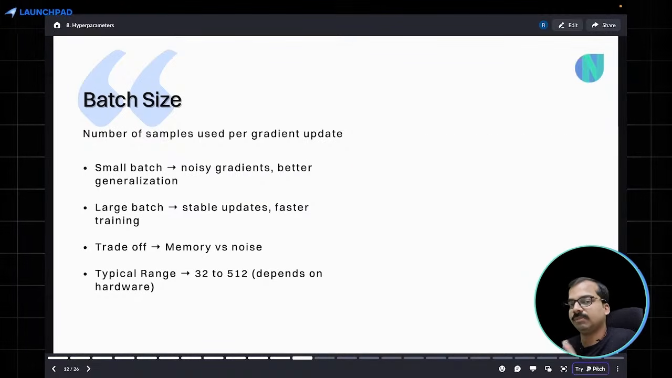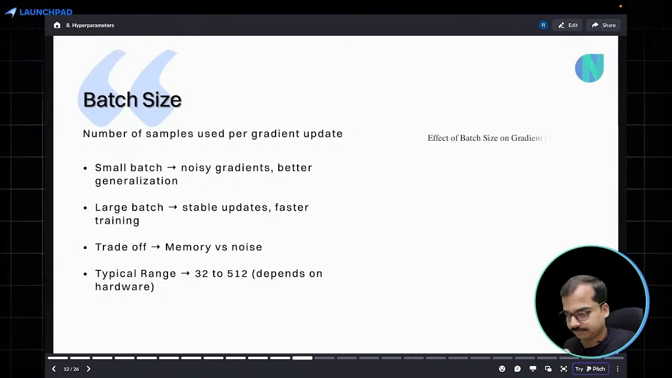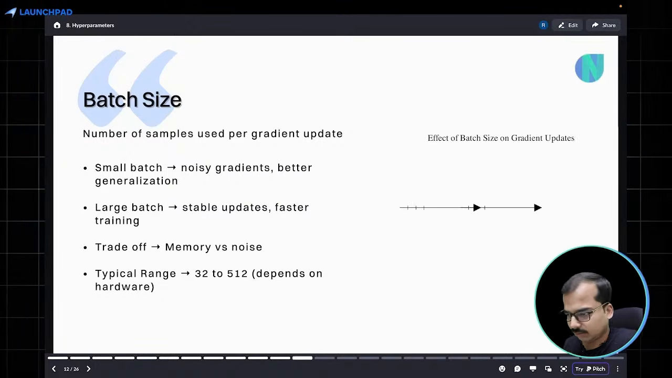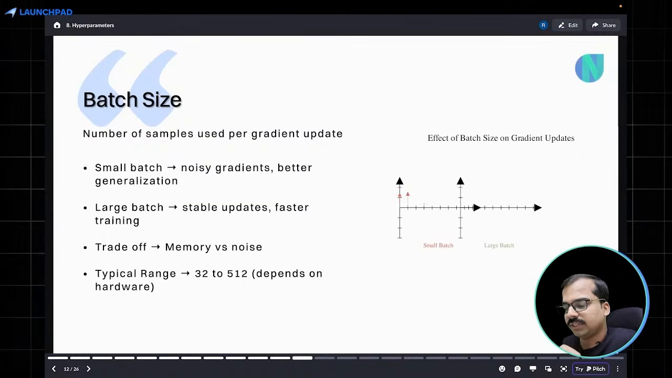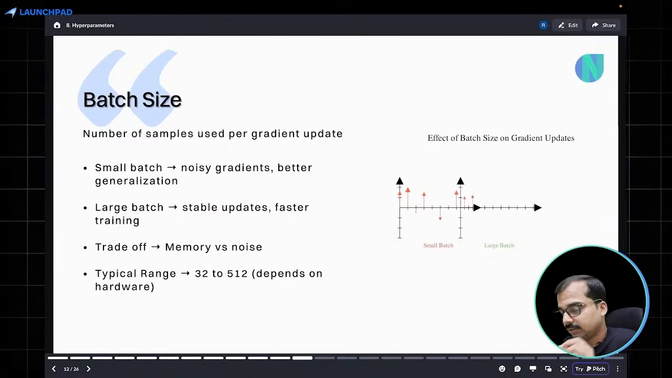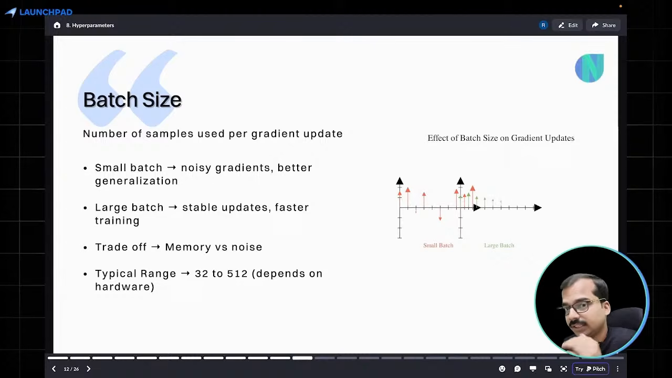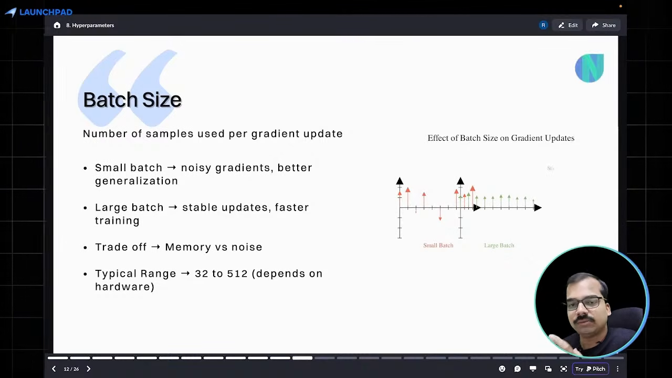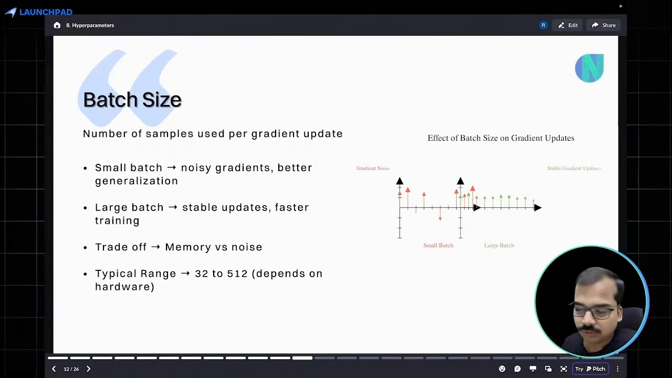Basically, large batch means you're taking a look at a larger chunk of data before doing the step in the gradient descent algorithm. It results in faster training, but the problem is it might get stuck in local minima. So it has a chance of getting stuck in local minima. One more thing is that it will require much more memory.